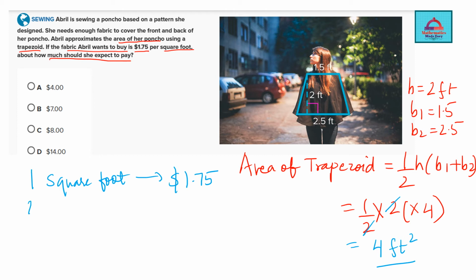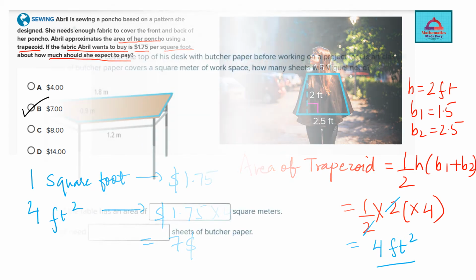$1.75. So for 4 square feet, how much is she going to spend? Just multiply both of them and you will get the cost in dollars. So 1.75 multiplied by 4 would give you $7. So which one is your answer? B. That's how you solve a multiple choice problem on area of trapezoid.